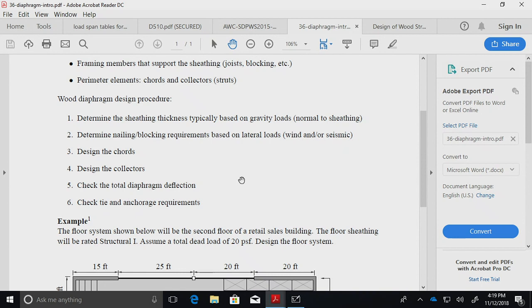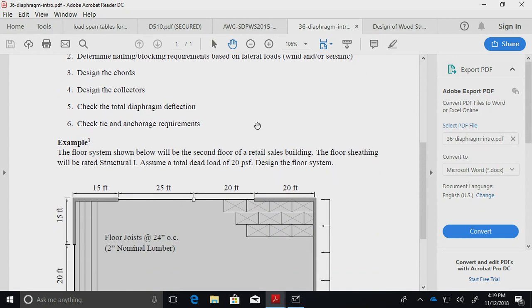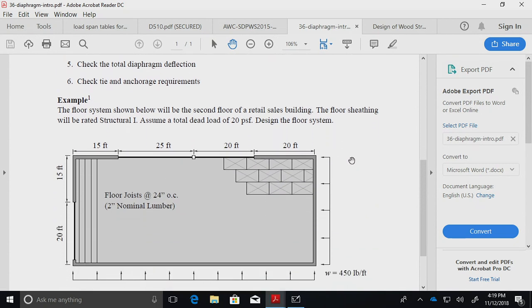Thirdly, we want to determine maximum forces in chords and collectors. And based on those maximum forces, we are going to design the members as a tension member or compression member. Then we have to check the total diaphragm deflection and check the tie and anchorage requirement. Here is an example showing a second floor of a retail sales building.